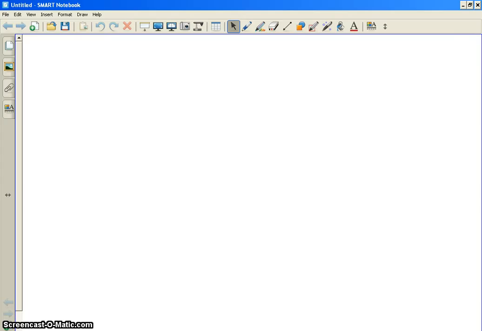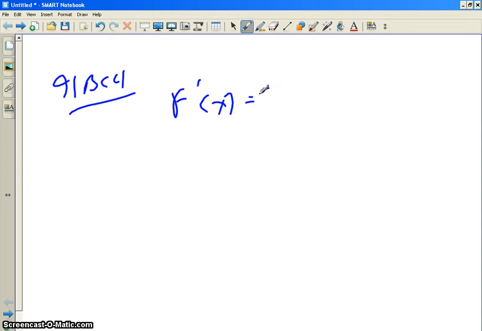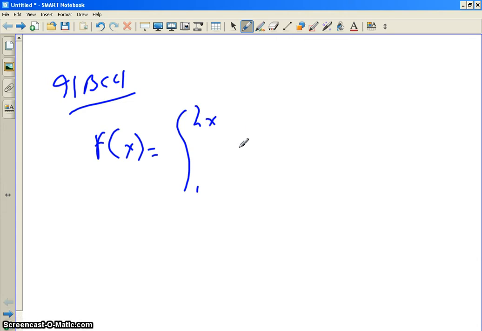91 BC4 goes like this. It says cap F prime of x is 2 times... Oh, whoops, I'm ahead of myself. Sorry, I'm looking at the wrong thing. F prime is the question. F is the integral from 1 to 2x of rad t squared plus t. So I gave it away already. What's F prime? That's part A.